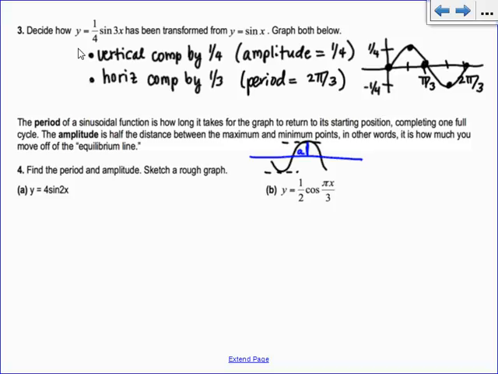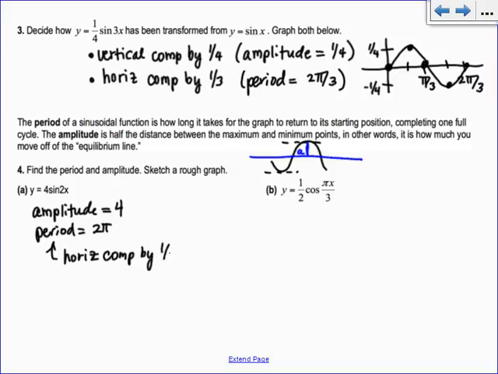All right, so what do we think the amplitude is? That's always the easy one. Yeah, it's 4. What do we think the period is? It was normally 2 pi, but we had a horizontal compression by 1/2. So instead of having 2 pi, we divide it by 2, and we get pi. Right? If I divide my normal period by 2, I'm down to pi. Okay? Because of that 2x. Okay. Yep.